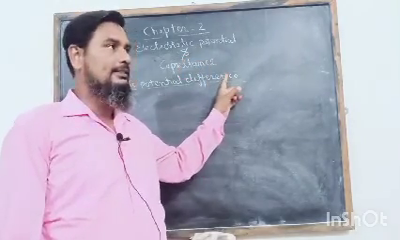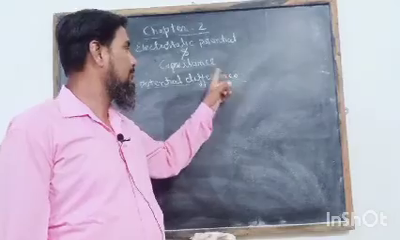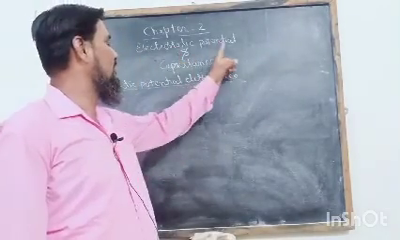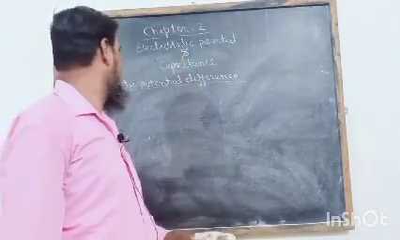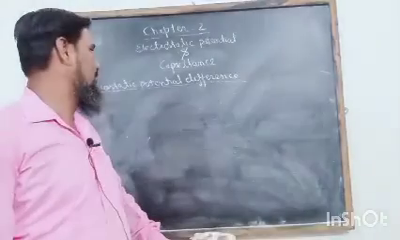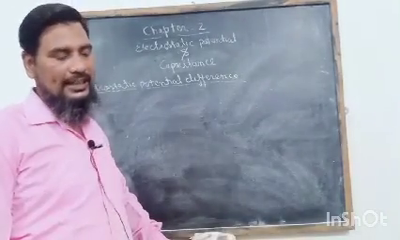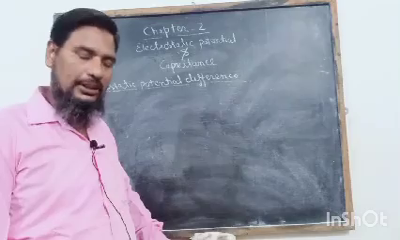This chapter contains two parts. The first is electrostatic potential and then capacitance. Now first we shall discuss the electrostatic potential difference and electrostatic potential.